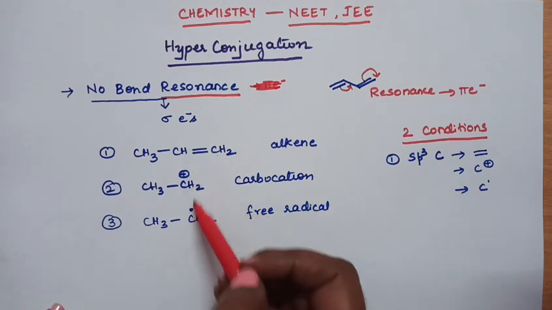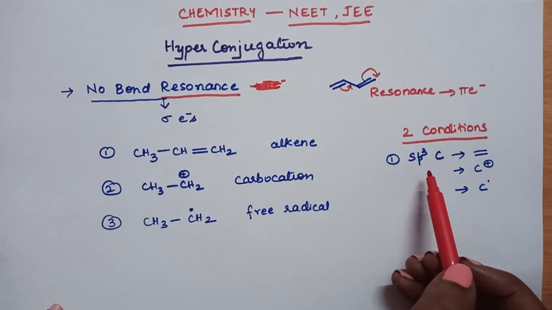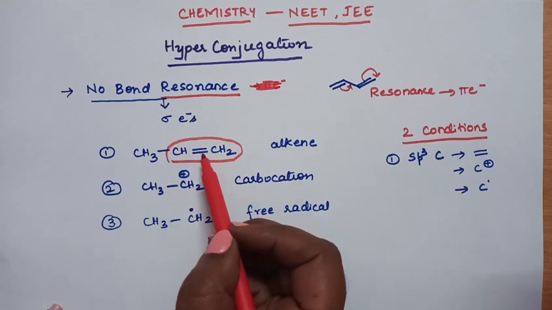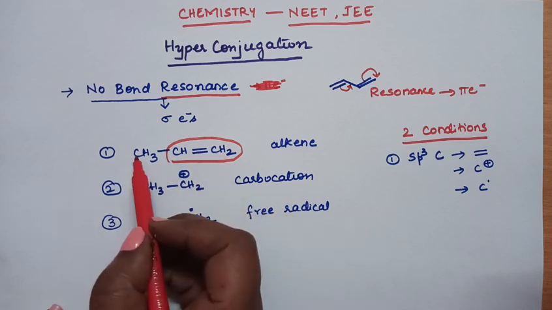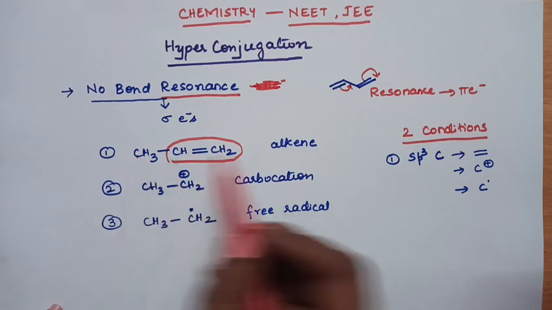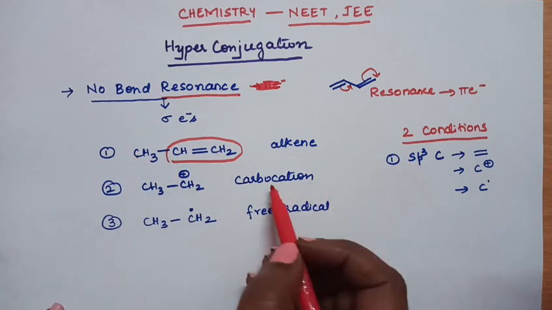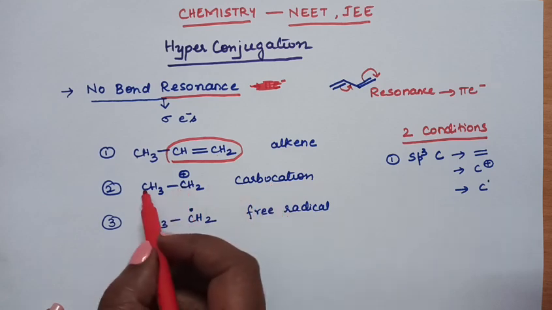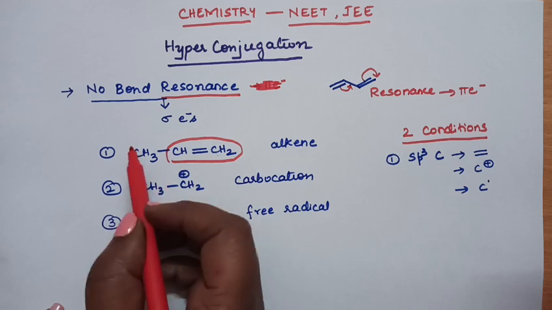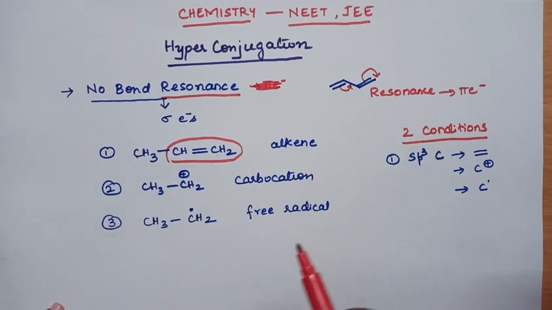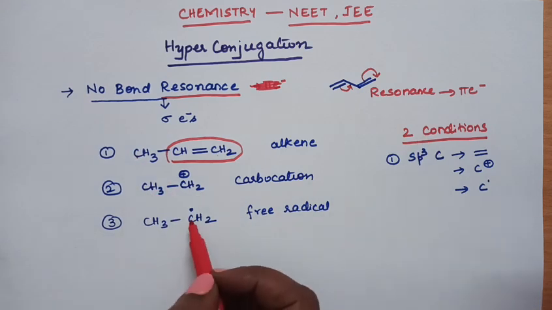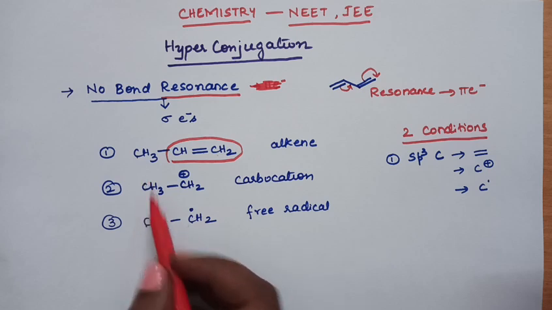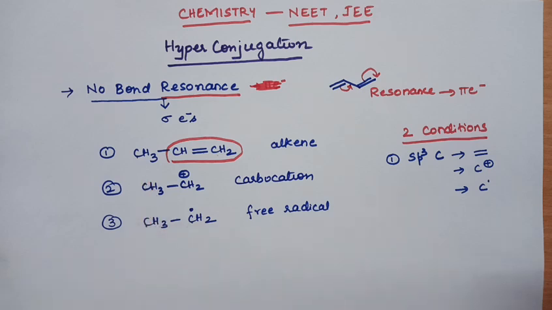Here let us check whether this condition is satisfied. Here this is the double bond, and to the double bond this sp3 carbon is attached. So the first condition is satisfied. In the carbocation, to this carbon an sp3 carbon is attached. So the first condition is satisfied. And in the free radical, to the free radical carbon an sp3 carbon is attached. So here also the first condition is satisfied.